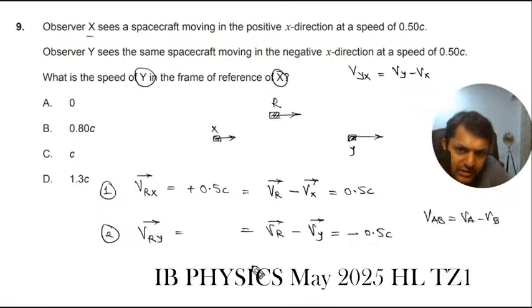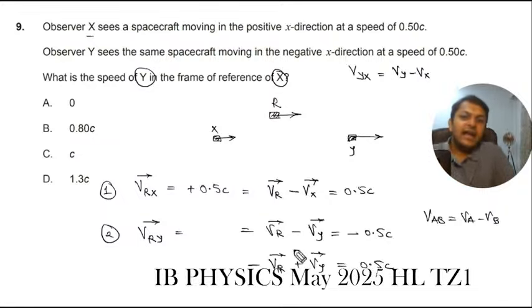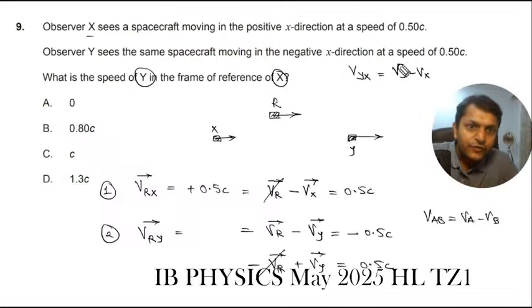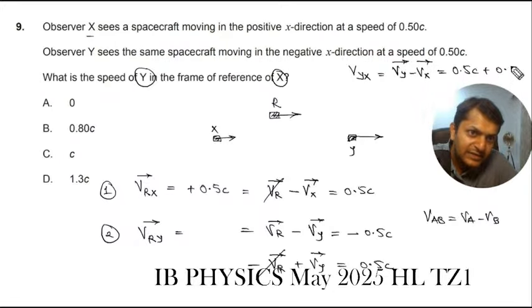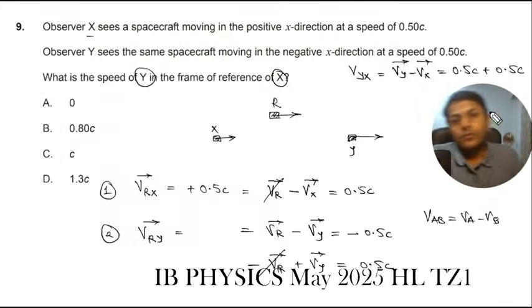I'm multiplying a negative sign here, okay? Minus Vr plus Vy is coming out to be 0.5 c. Now I just add them. Vr and Vr will get cancelled out when I add these two equations algebraically. It's just solving simultaneous equations. So it is Vy minus Vx, which becomes this plus this, so it is 0.5 c plus 0.5 c. Up to this we have done.